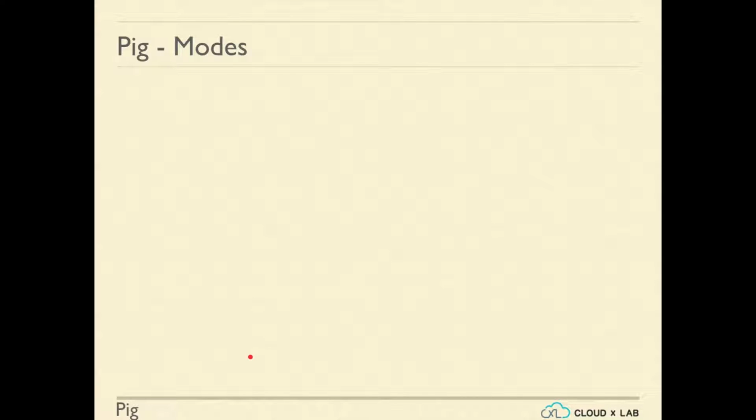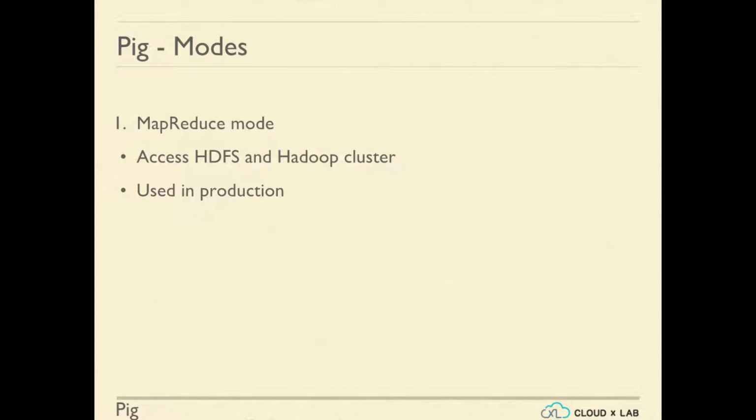Pig can be run in two modes. MapReduce mode. In this mode, Pig loads and processes the data stored on HDFS. Pig Latin statements invoke MapReduce job to perform the processing. It is the recommended mode in a production environment.